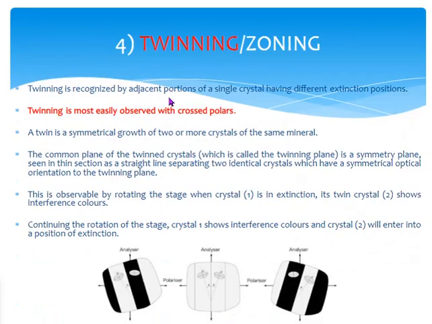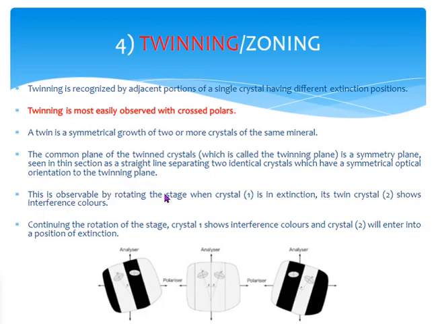Next property is your twinning or zoning. Twinning is recognized by adjacent portions of a single crystal having different extinction positions. Twinning is most easily observed with crossed polars. Twinning is also an important distinguishing property of a mineral. A twin is a symmetrical growth of two or more crystals of the same mineral. The common plane of the twinned crystals, which is called the twinning plane, is a symmetrical plane.